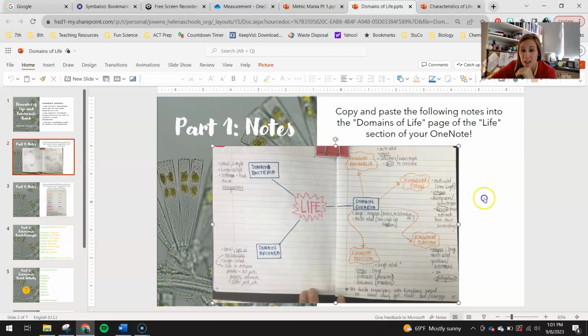And then Kingdom Fungi is a little bit different. You guys remember me talking about that. They actually kind of digest or decompose outside of their body. So it's almost kind of like they secrete chemicals outside of their body.